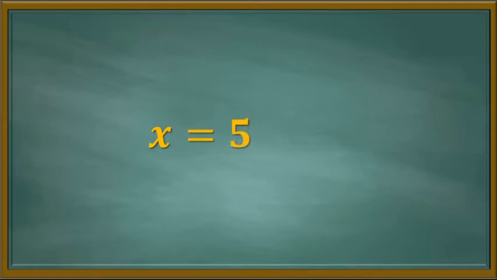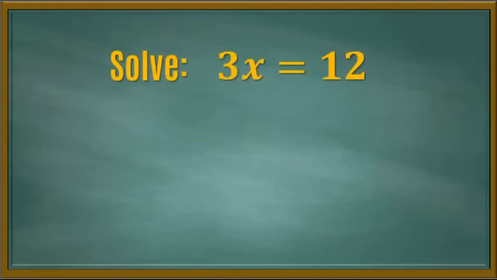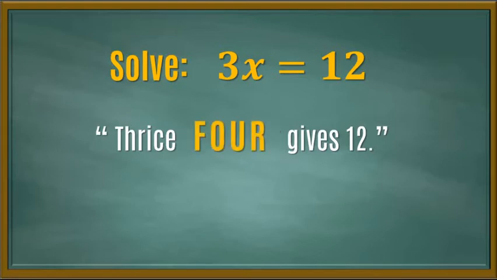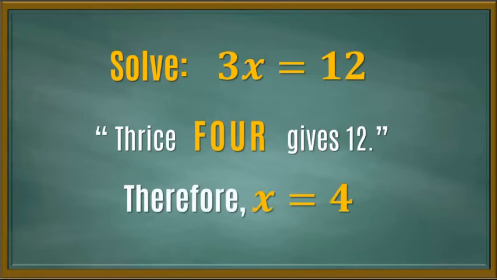Translating helps us better understand how we get the answers without the need of solving using a pen and some paper. Now the equation 3x equals 12 can be read as thrice a number gives 12. Again, we ask ourselves, what number when multiplied by 3 gives 12? Once again, this is pretty straightforward as we know that thrice 4 gives 12. This means that x is equal to 4.